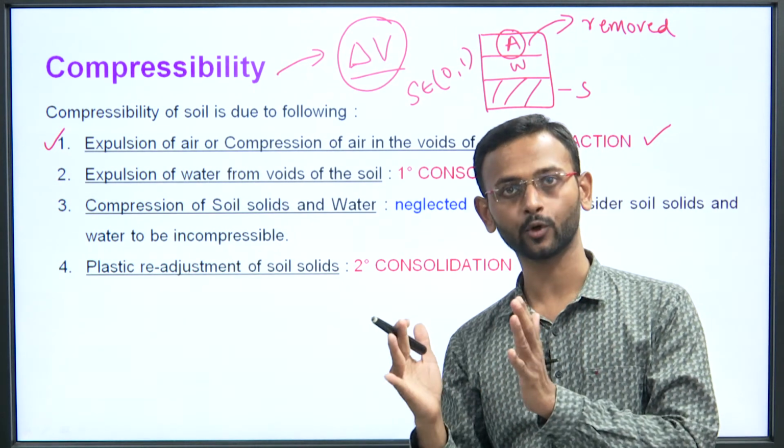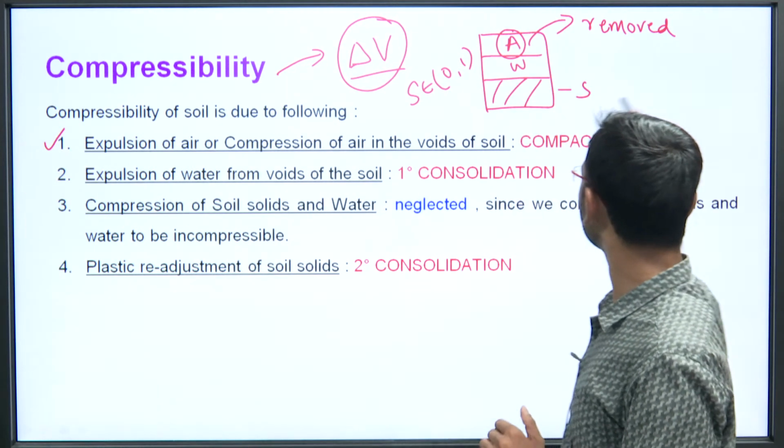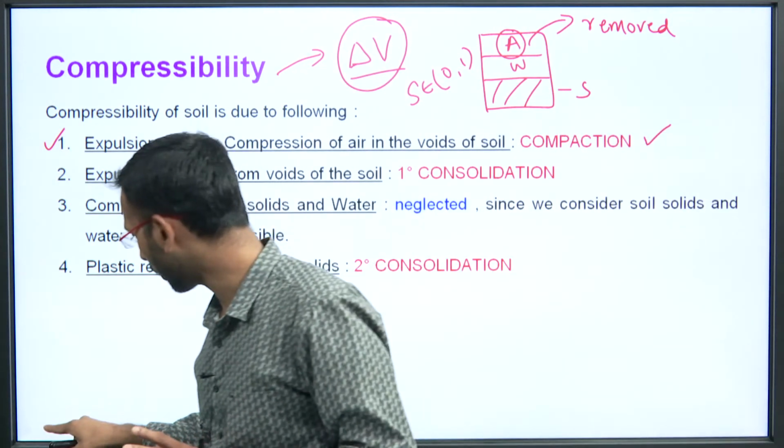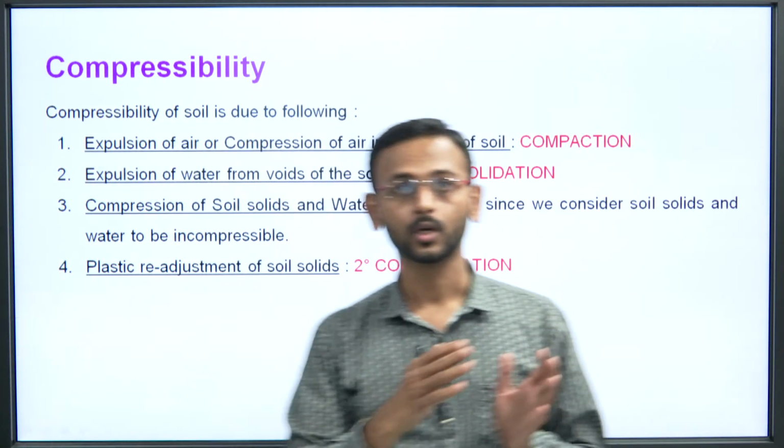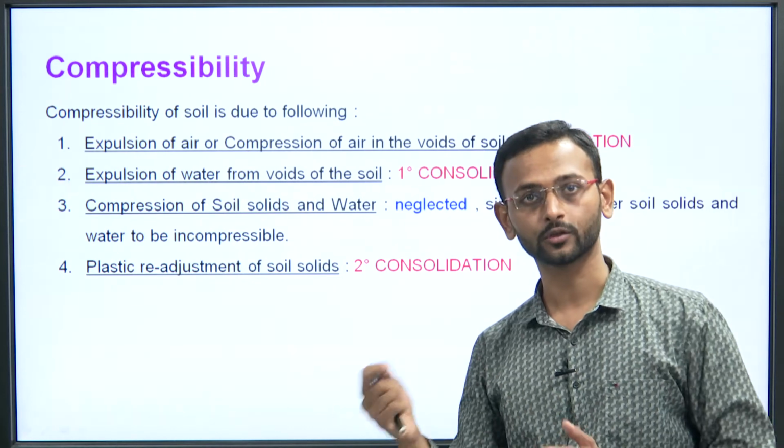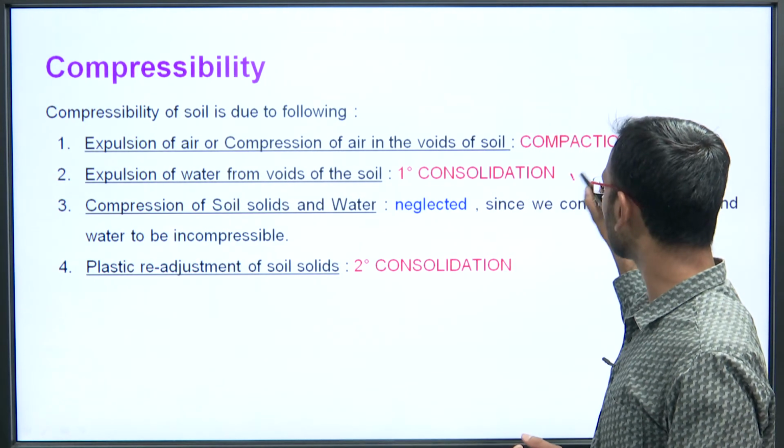Now the voids contain only and only water here. Now this water will have to be removed. So when the water is removed from the voids of the soil, it is termed as one degree consolidation.